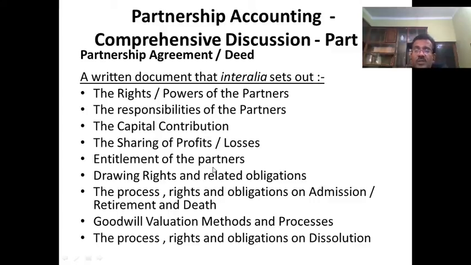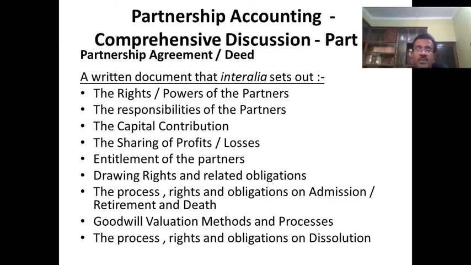So these are normally the things which are incorporated in the partnership deed. A partnership deed therefore defines how the capital contribution will be made, what will be the rights and responsibility of the partners, how the profits and losses will be shared, what will be the drawing rights, and what will be the procedures and rights and obligations if a new partner is admitted, or if a partner dies, or if one partner retires.